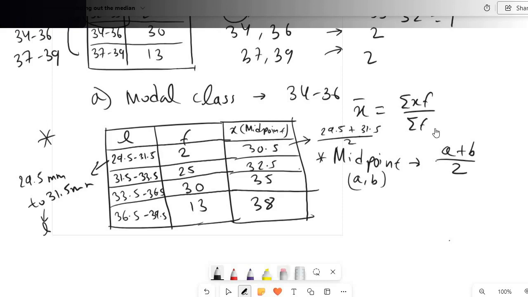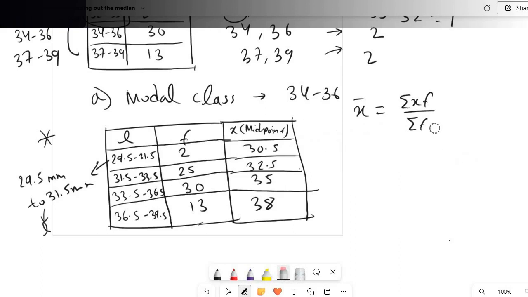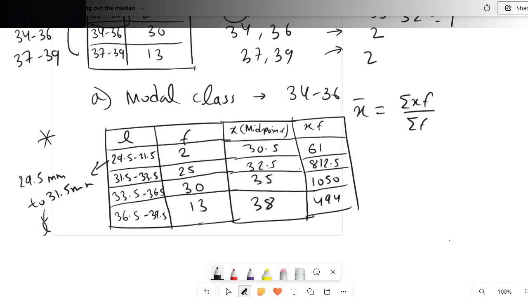Now we simply tabulate the values of xf, which is the product of x and f, the midpoint and their corresponding frequency, just like we did in our previous video. So adding another column, this is going to be xf. 30.5 multiplied by 2 is 61. The next one will be 812.5, then 1050, and then 494. Adding all of this together, we get a summation of xf values being 2417.5, and the summation of f being 70.